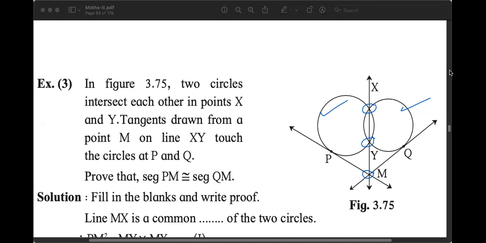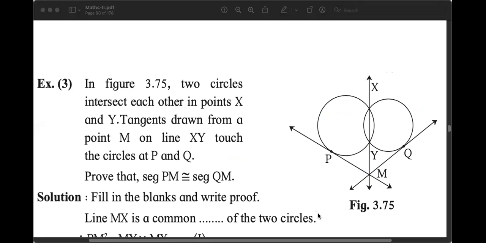What we have to prove? We have to prove that PM is congruent to QM. Segment PM is congruent to segment QM. And because these are just line segments, congruence would also mean equality. So PM equals QM. We can write this also, and it will be perfectly fine. If you look at the diagram, it looks so complicated, but it is actually not, if we understand the question and think in the right way.